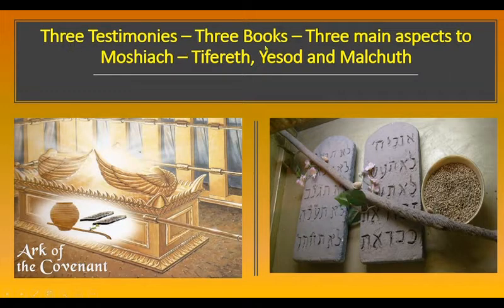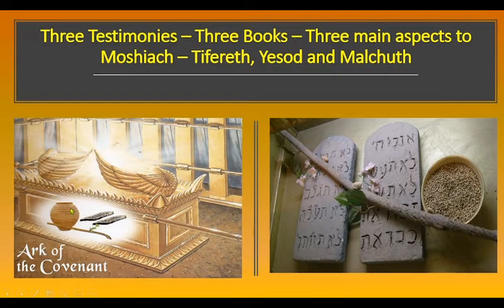So three testimonies, three books, three main aspects to Mashiach, Tifereth, Yesod and Malkuth. So these are the three parts of what's called the Tree of Life. Okay. We've got the Ark of the Covenant, and in the Ark of the Covenant there's three testimonies, three books. We've got the stone tablets, we've got the jar of manna, and we've got the rod of Aaron.